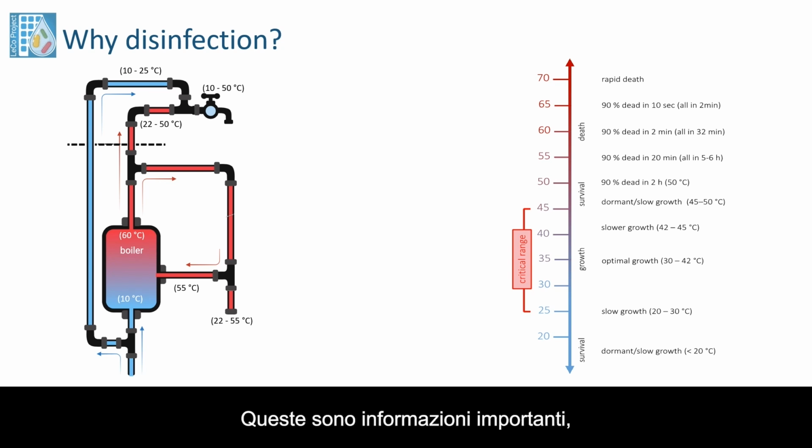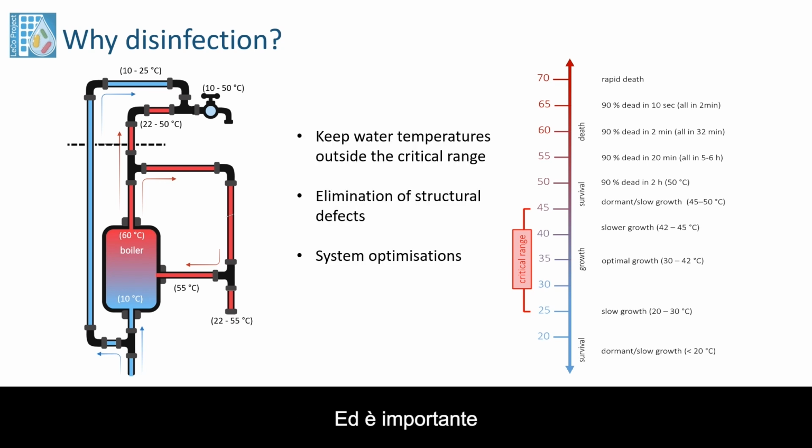It is important to know that Legionella only grows in a certain range, the critical range, from 25 to 45 degrees. It is important to keep water temperatures outside of this critical range so that Legionella cannot even start to grow. But this is not always possible, as already presented in other videos of this series. There are structural or system defects that can be eliminated, but often not always.